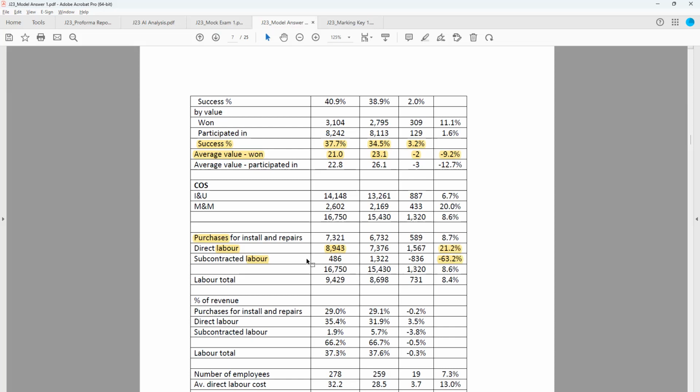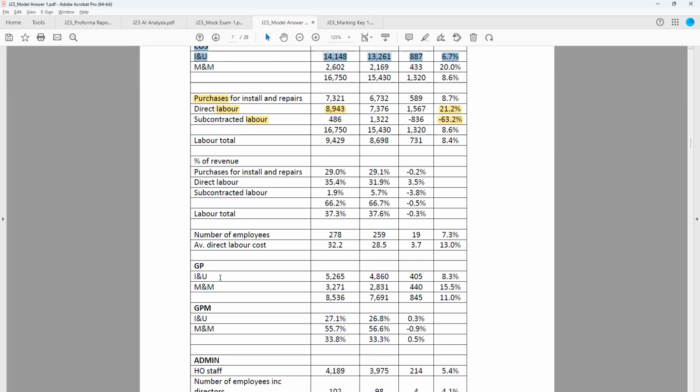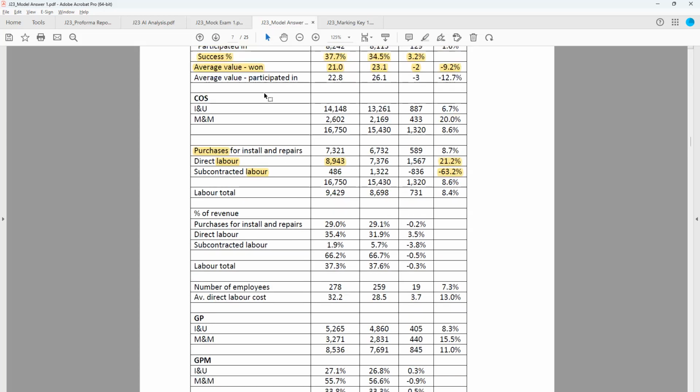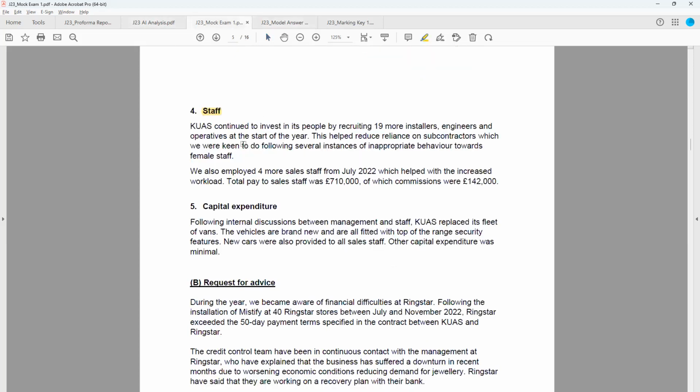But certainly with labour, I'm definitely going to want to include that. I mean, you could look at cost of sales by each activity, and if you're given a particular reason, then yes, okay, you can do that. But what I prefer to do would be to look at gross profit by activity. And of course, the other thing we can look at with labour, which is interesting, is average direct labour costs.